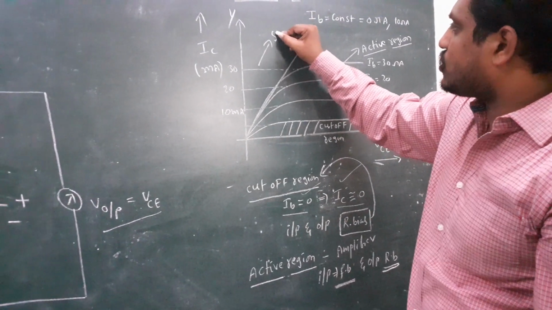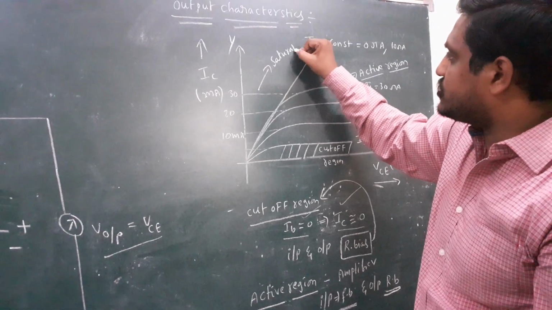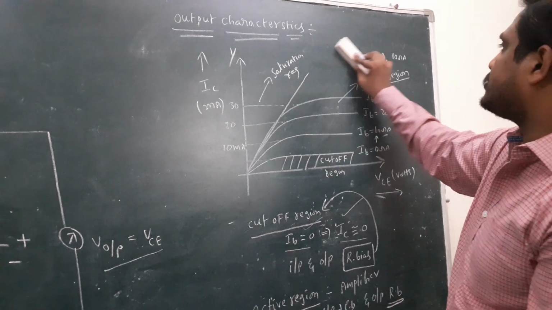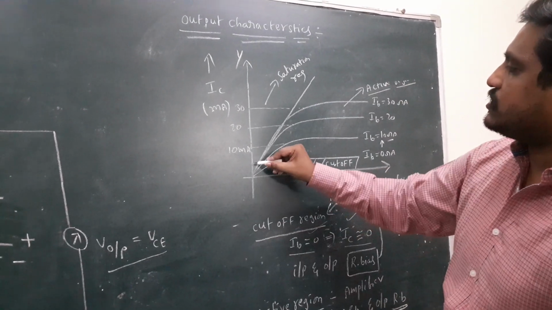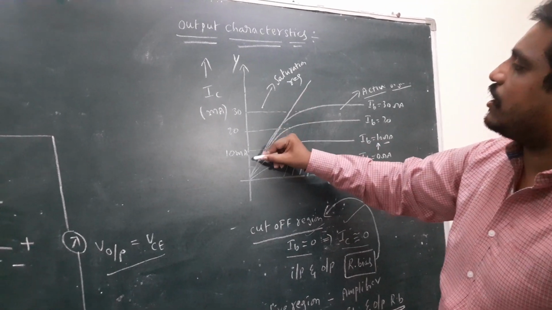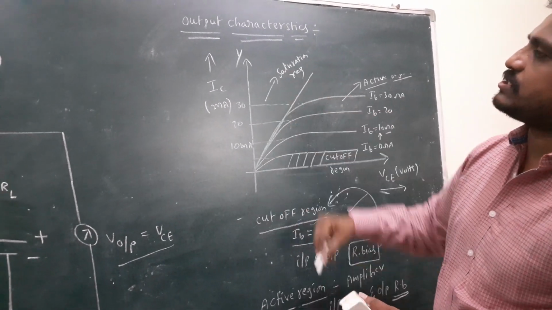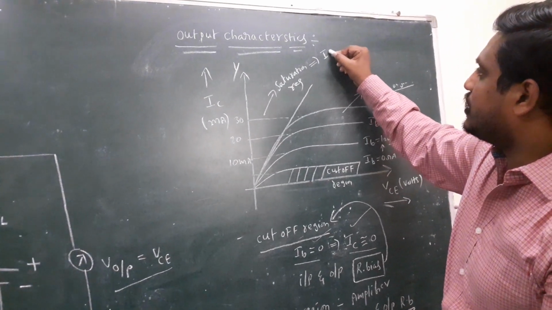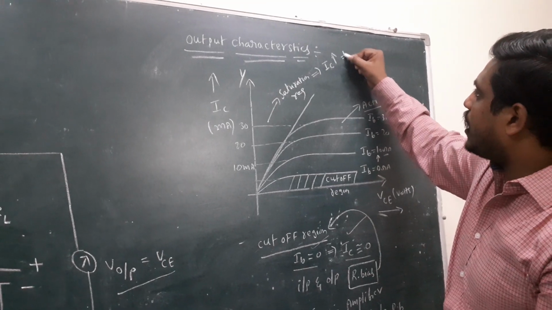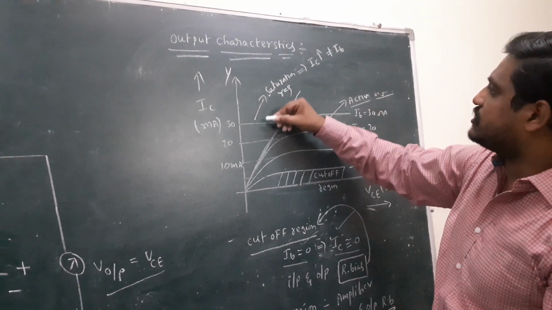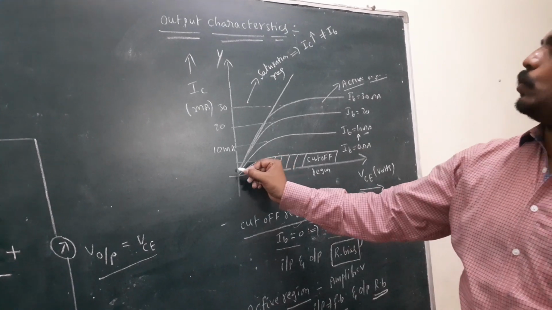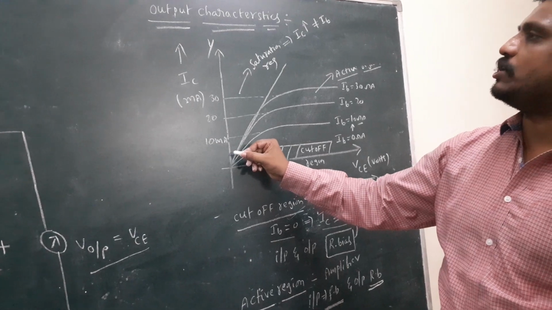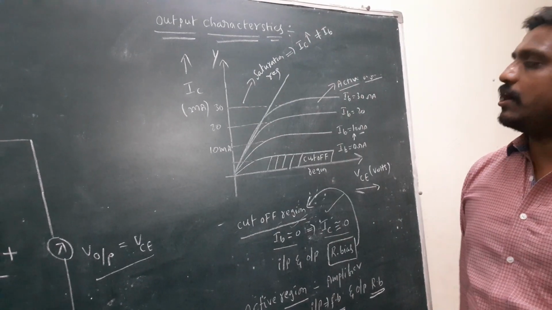This region is called saturation region. You look here, that region is called what nana? Saturation region. In this region nana, current IC increases more, it does not depend upon the IB. In the saturation region, IC increases and does not depend upon the base current. That means a very low voltage is applied, low input, low output voltage to give high output current.